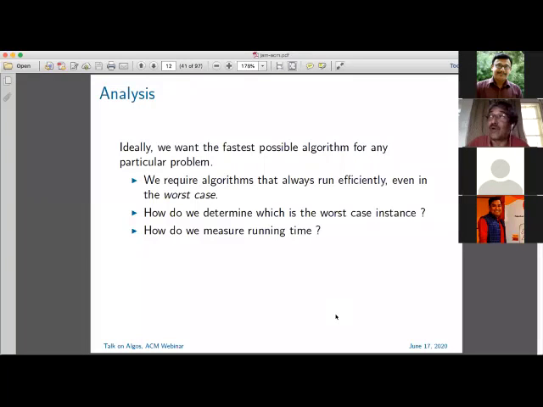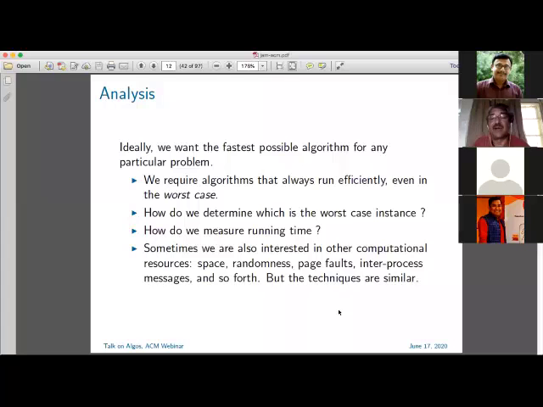Question is also, how do we measure running time? You don't have technology available. Maybe time will be different on different machines. That's why you have to learn what is it that you count and how do you count it. Number of comparisons, number of additions, what operations am I counting? And how do I measure it?